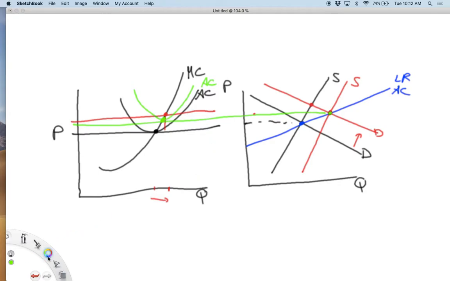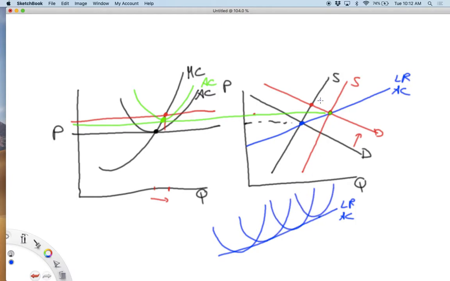Remember, the long run average cost curve was made up of these short run average cost curves. So it must be that when you move to this new point, it has a higher short run average cost curve associated with it, which is here in green. Okay, so that at the new price, you're breaking even again, but at higher costs. Okay?